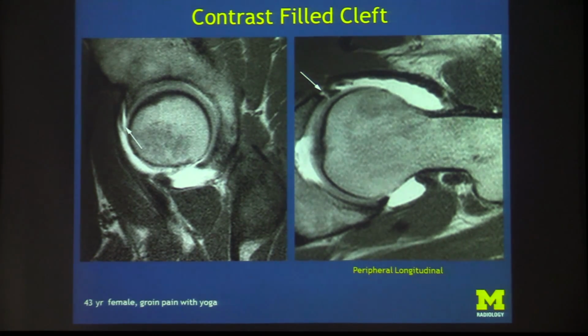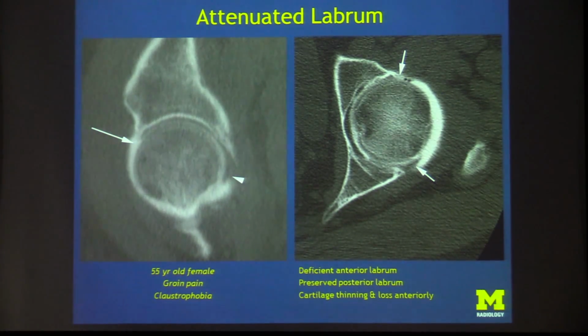Another example, a contrast-filled cleft, fluid-filled cleft. Here are MR arthrographic images, sagittal and axial oblique. You can see contrast in the joint, and you can see this cleft involving the anterior superior labrum. This is a longitudinal tear with a partially detached labrum. A missing labrum is a torn labrum.